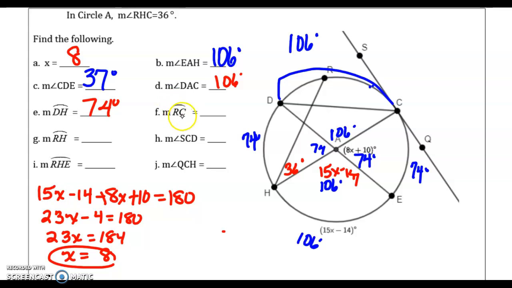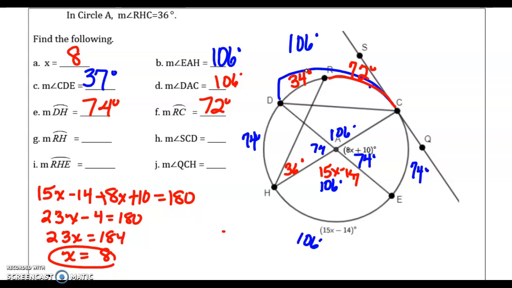This minor arc, RC, now that's a little tricky. We know this whole thing is 106, okay? But we knew this inscribed angle was 36. So the arc opposite of that 36, the angle is half the arc, so the arc has to be double. So this would be 72. When we knew that DC, this arc from D to C was 106, we said that earlier. So this would have to be what, 34? So kind of keep that in mind. We might use that later.